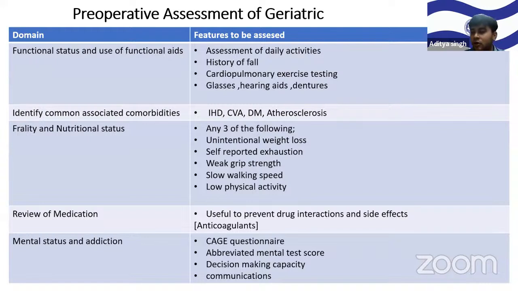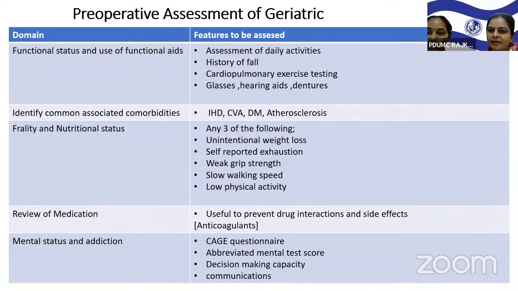These patients are very prone to polypharmacy, which actually increases the drug interactions in these patients. It also results in drug toxicity, and it also causes many geriatric syndromes like cognitive dysfunction. So I also like to assess the polypharmacy in these patients. After that, I assess the frailty and nutritional status. I assess whether there is unintentional weight loss, self-reported exhaustion, low physical ability, or low walking speed. Along with that, ma'am, I like to assess the mental status and the addiction of these patients. Mental status can be assessed by the abbreviated mental test for decision-making capability and communication, and addiction can be assessed with the help of the CAGE questionnaire.